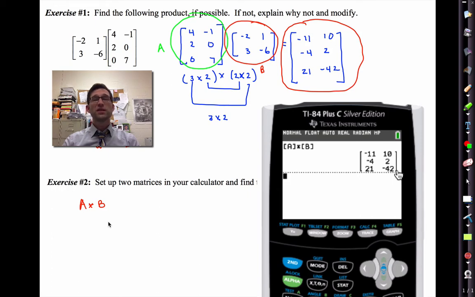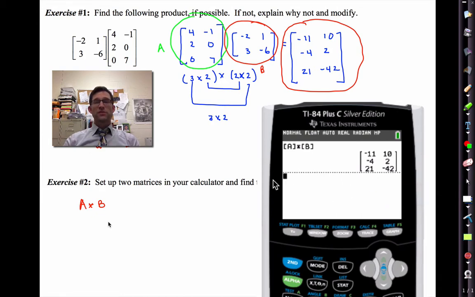Now, depending on which TI model you're looking at, it may be easier or harder to really look at it, but you should be able to see that resultant matrix. That -11, 10, -4, 2, 21, -42. There it is.